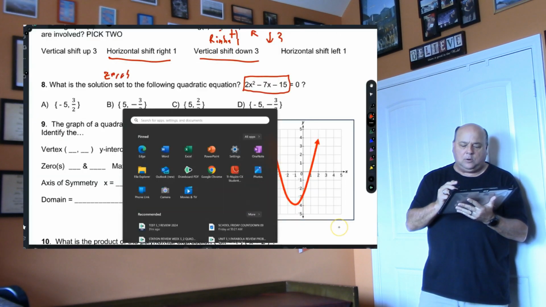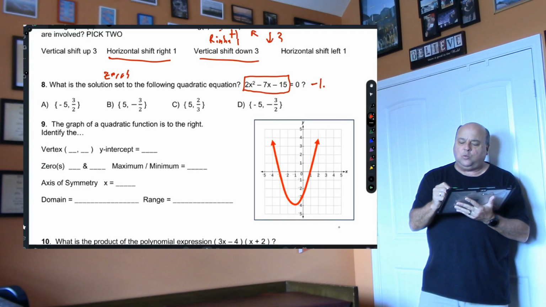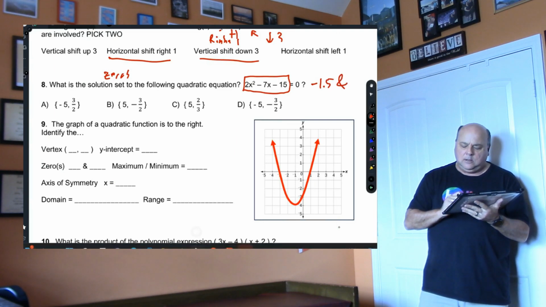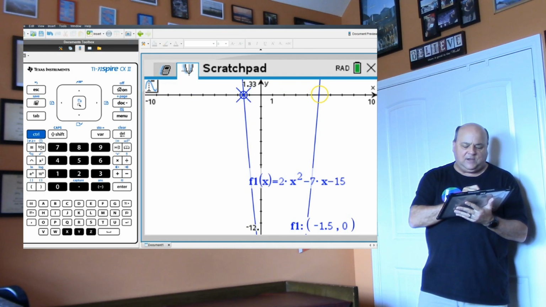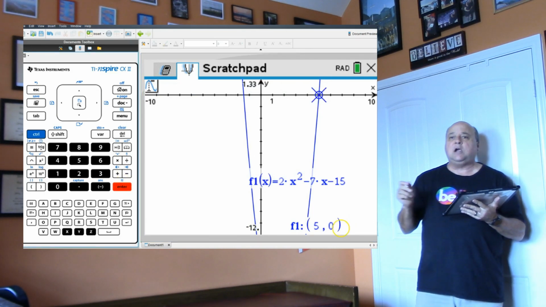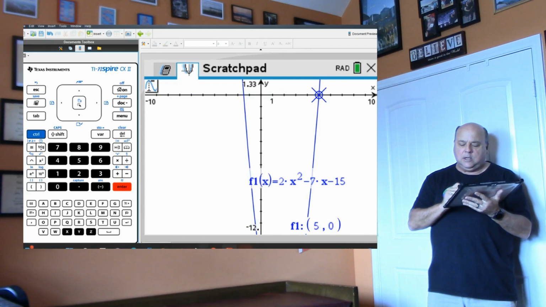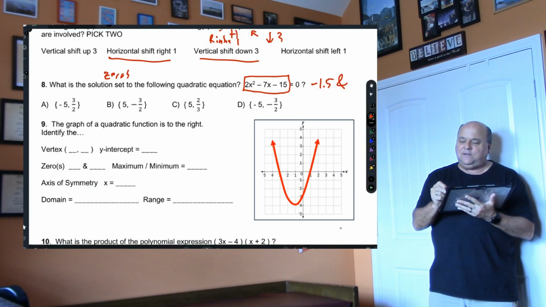So I'm going to go to my paper. Negative 1.5 is one of them. And go to the calculator. And 1, 2, 3, 4. Let's try 5. Hit 5, enter. Notice 5 comma 0 is the other zero. So it's going to be negative 1.5 and 5.